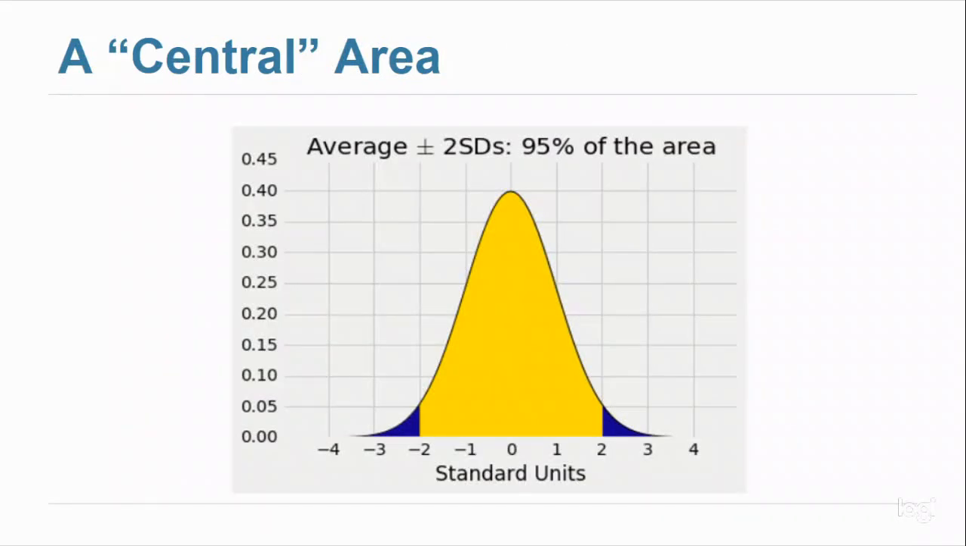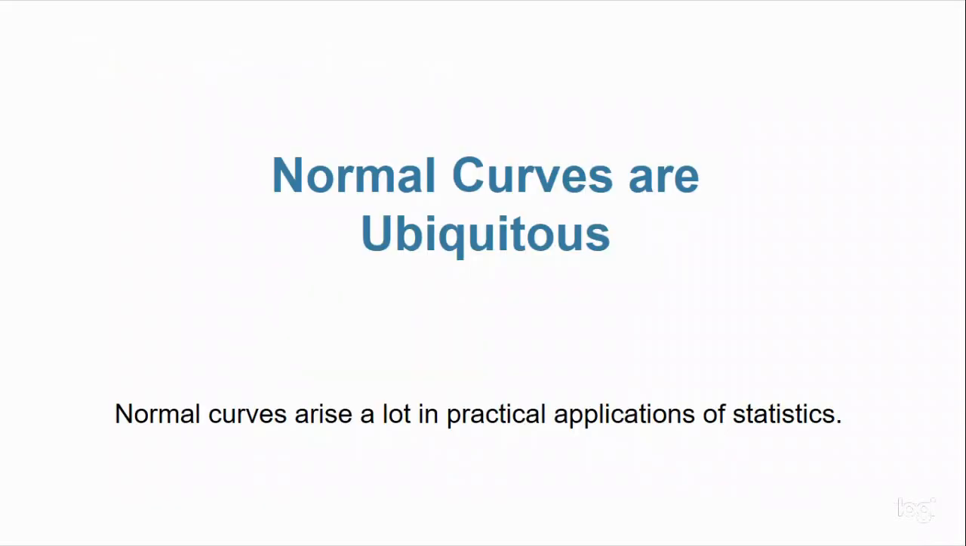A key area is the area between -2 standard deviations and 2 standard deviations above the mean. Within 2 standard units of the origin, we expect to find 95% of the area in a normal curve. Normal curves are ubiquitous. They show up all over the place. They arise in a lot of practical applications of statistics. Let's just look at a few.